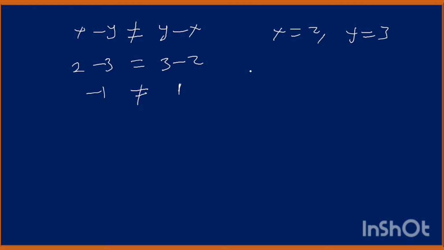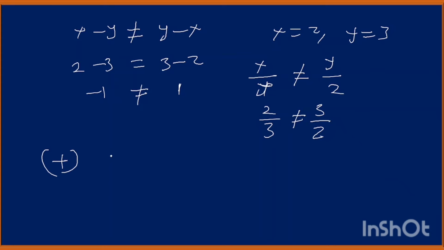If we also check for division, is x divided by y the same thing as y divided by x? No, because 2 divided by 3 is not equal to 3 divided by 2. So only addition and multiplication are commutative.